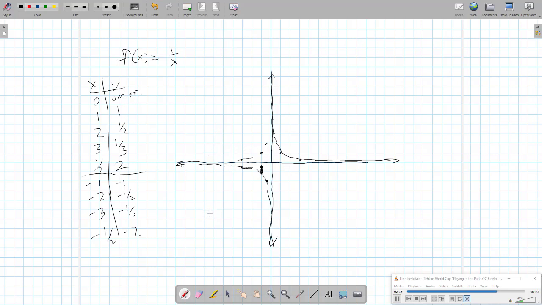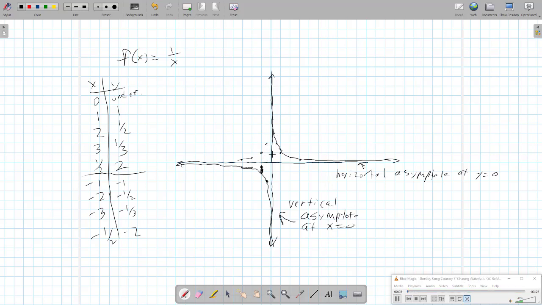There we go. That's what the graph looks like. But note these lines. It hugs infinitely close to, but it does not cross, the x-axis and the y-axis. These are called asymptotes. This has a horizontal asymptote at y equals 0, the x-axis, and a vertical asymptote at x equals 0.